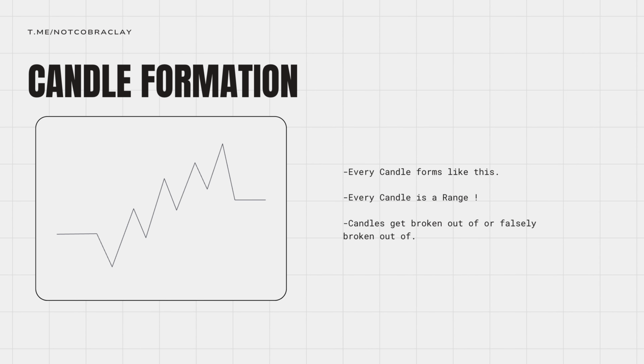Here you see how a candle is formed. Every single candle out there. I also mentioned that in CRT, and I want you to look at the video because it's detailed, very good, and it took me weeks to make. Every single candle here is formed the same. Every daily, weekly, monthly, 4-hour, 2-second candle. Every candle forms like this. Every candle is a range broken down in lower time frames, and candles get broken out of or falsely broken out of.